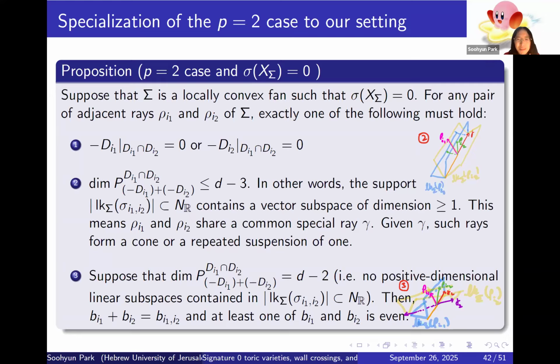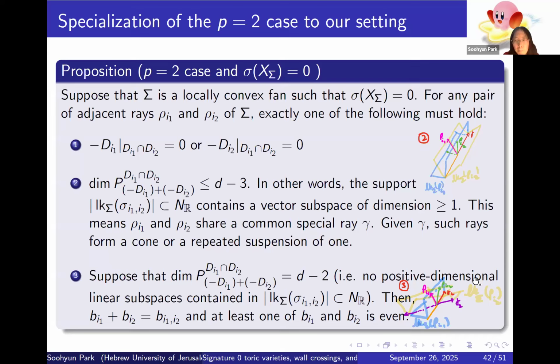Yeah, what's happening here? This is basically the third case we mentioned with the box and the corner. So if we're in the quote-unquote generic setting where the realization of this link doesn't contain any positive dimensional linear subspaces, in this case of the entire fan, then we have this kind of inequality, and at least one of these two is even. So I tried to draw a picture here. I understand the dimension is too low again, but I cannot draw things in 4 dimensions.